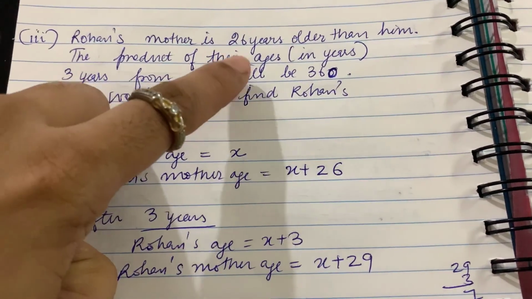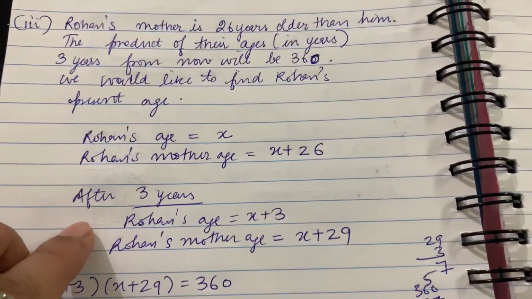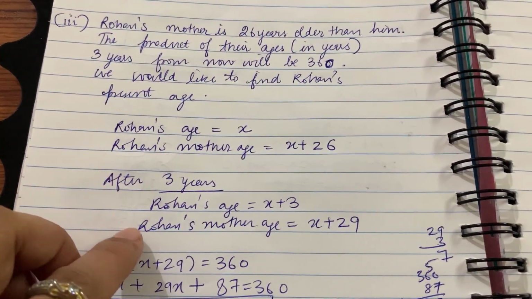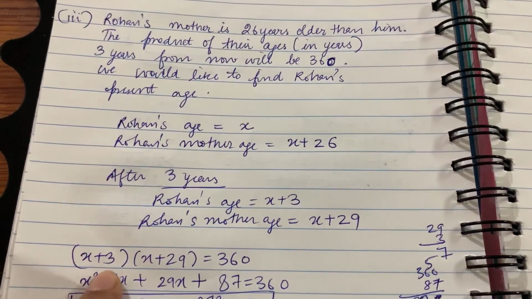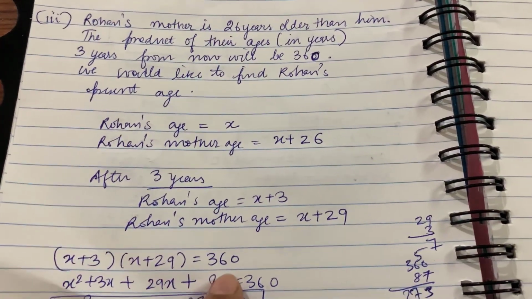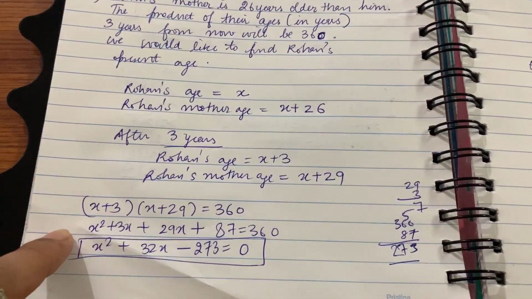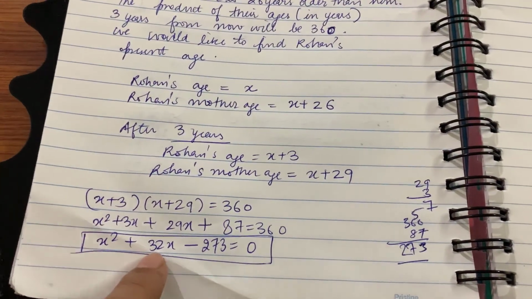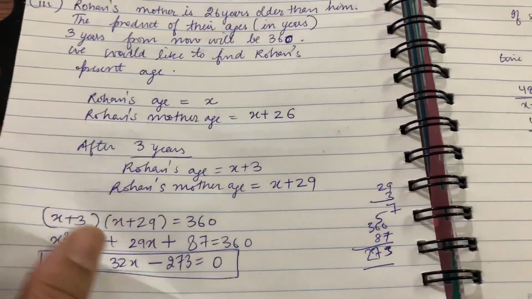So the product of their ages 3 years from now will be 360. So we have to consider the product of the ages after 3 years. So (x plus 3) into (x plus 29) is equal to 360. We will solve the brackets on the LHS side. So it will become x square plus 32x minus 273 equals 0.